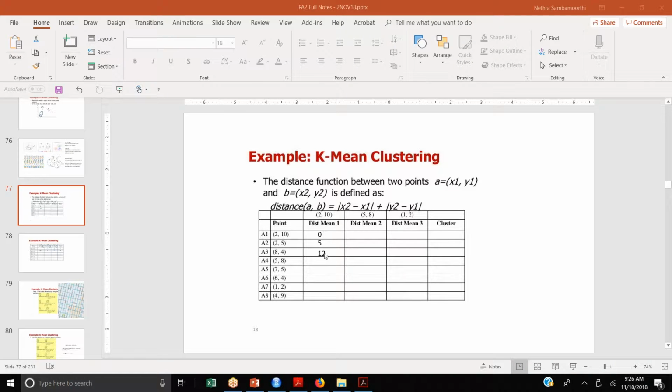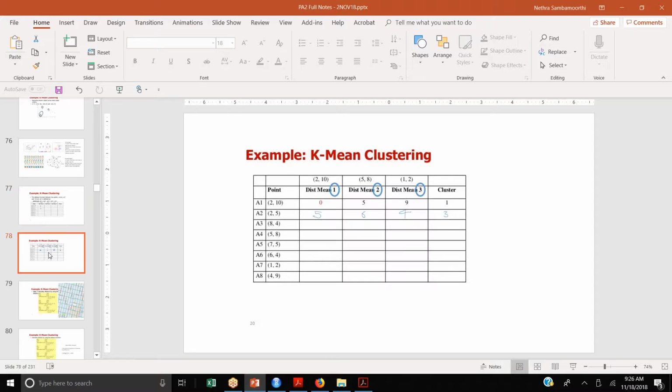So I can fill up the whole table. Do you agree with me? Yes, sir. So I have done this and found these values: 0, 5, 9, and 5, 6, 4. Based on these rows of information, this is the distance.